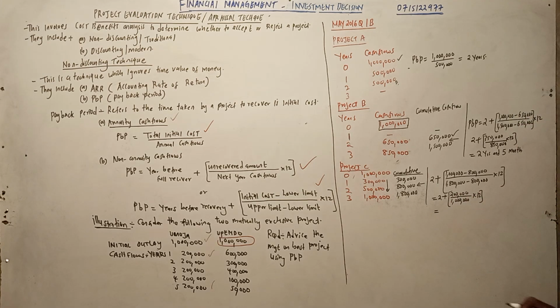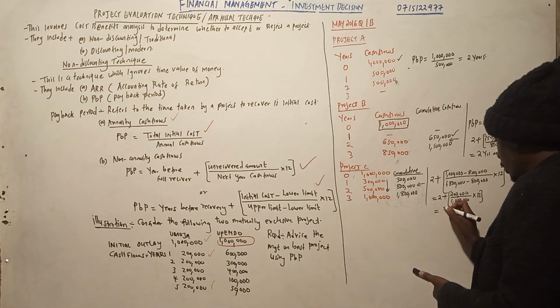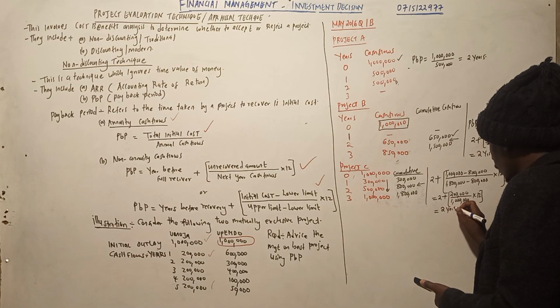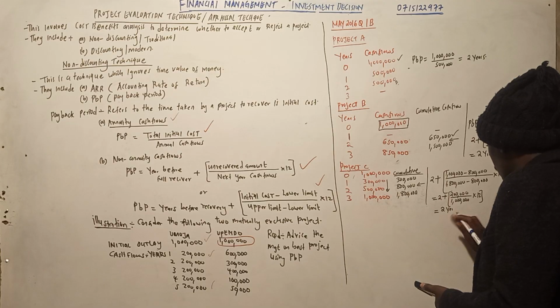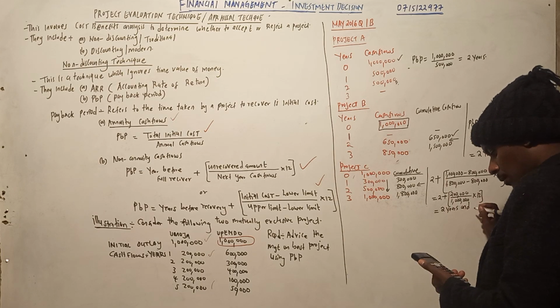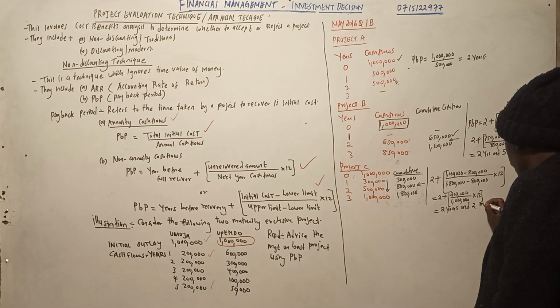So how much will it be? Let us see. 200,000 divided by 1 million times 12. This one is 2 years, and 2 months. So 2 years and 2 months.